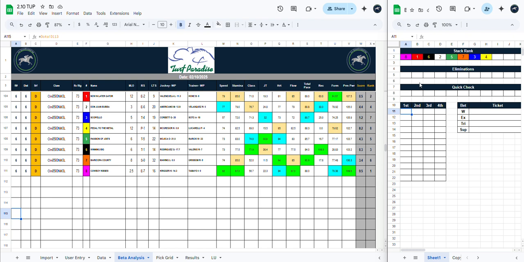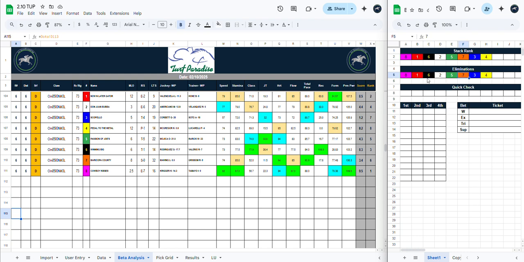Okay, so the first step is, right now I've got a field of 8. There have not been scratches yet, so obviously this is likely to change if horses do come out of this race. But I've got 8 horses in this race currently. That's too many horses to include in a wager for obvious reasons. So the first thing that I want to do is get rid of some horses that I don't care for. So I move my stack rank right down here to eliminations.